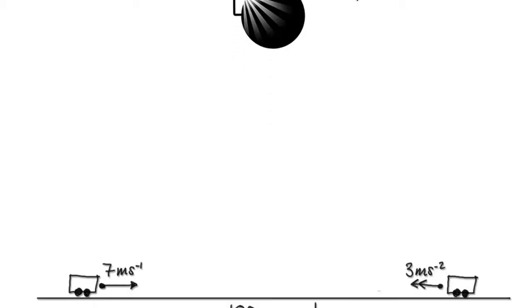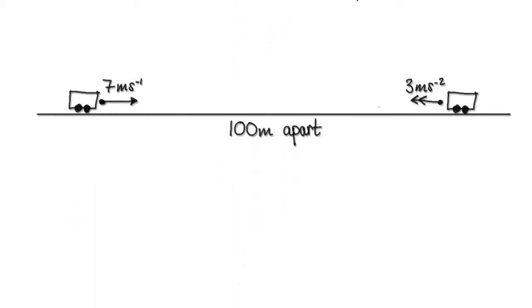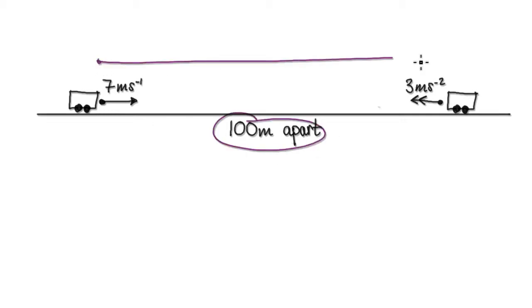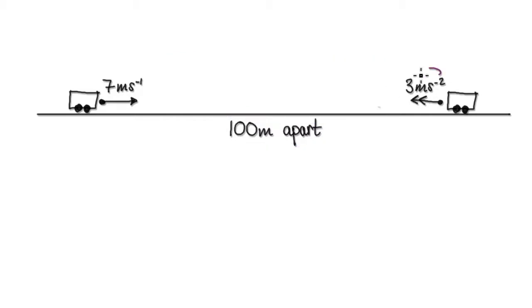Okay, let's give you guys some practice. So here you've got two cars that are 100 meters apart. This car is accelerating to the left at 3 meters per second squared, and this car is traveling at a constant speed of 7 meters per second.